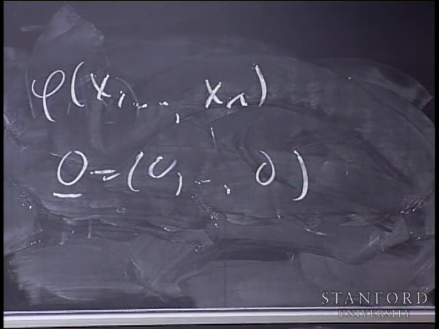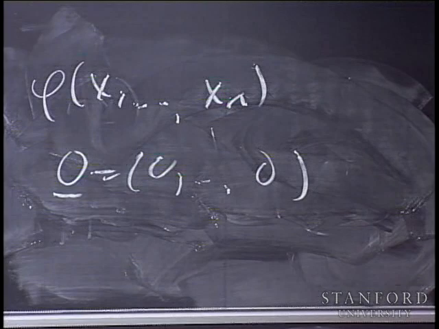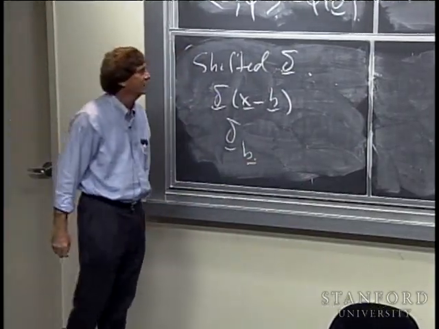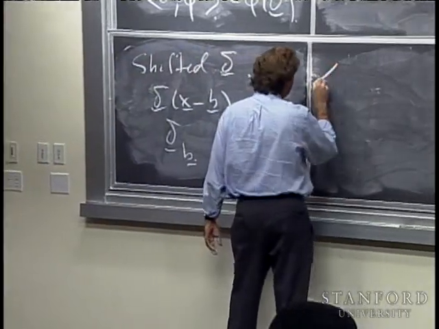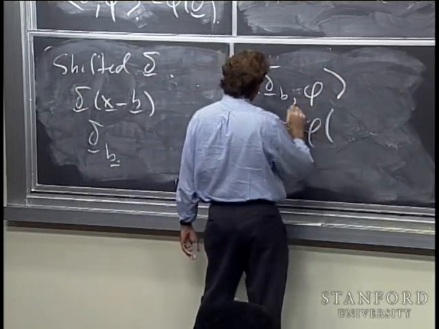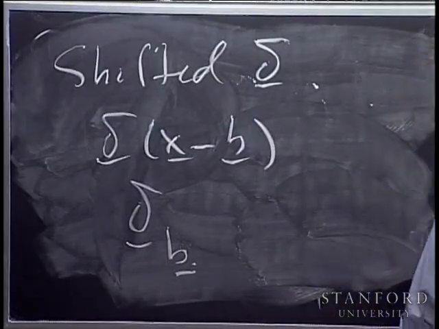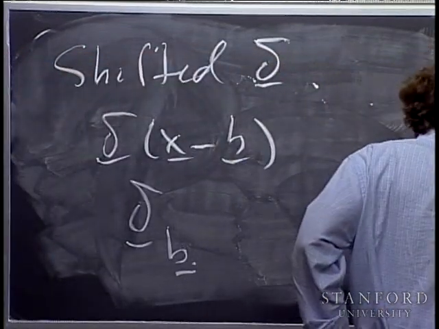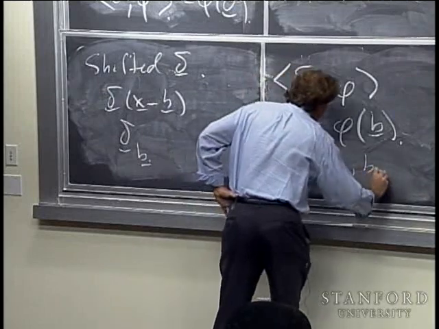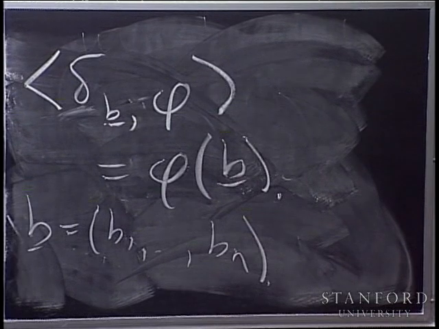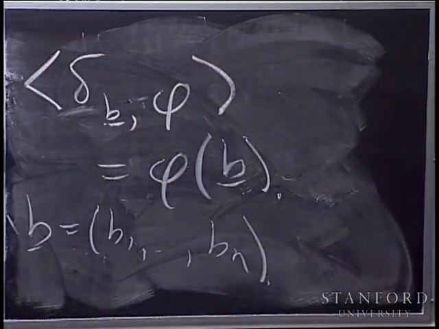I can write it as delta x minus b, or I can write it as delta sub b if I want. So b is a vector here, so it's shifted to another point in Rn. And the basic relationship is the same as in one dimension. That is, delta sub b paired with a function phi is phi evaluated at b. The n-tuple, b1 through bn. Same as before.